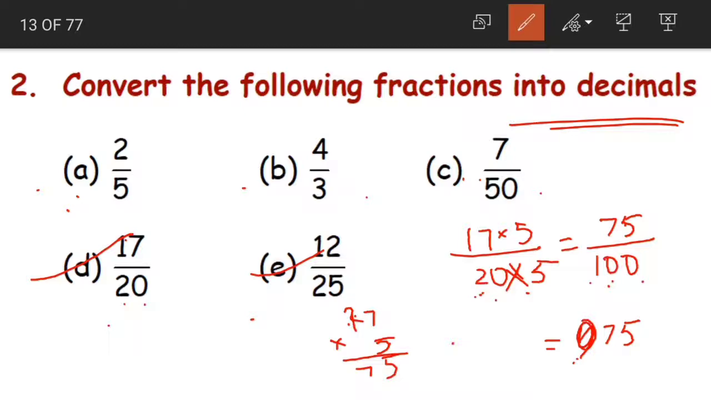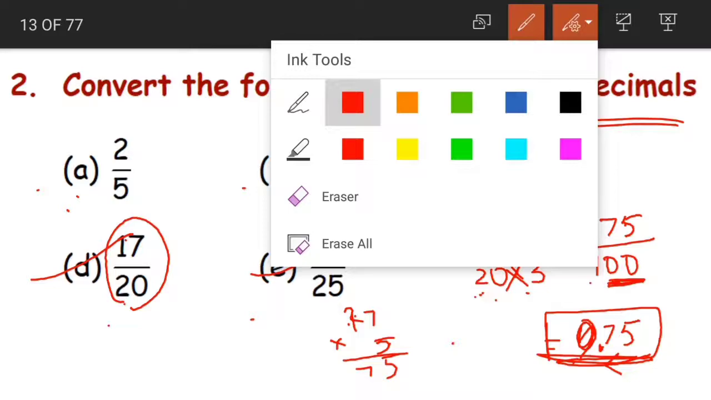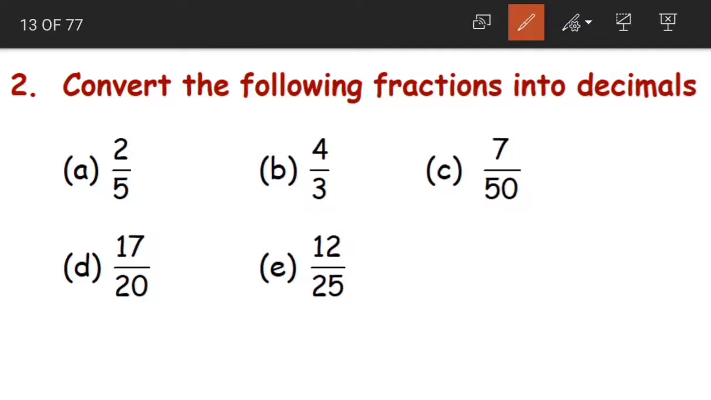Now where will we keep the decimal point? In the denominator we are having 2 zeros. So after 2 zeros, 2 digits from the right, we will place our decimal point. 17 by 20 is nothing but our 0.75. Understood, children? The next question, 12 by 25.